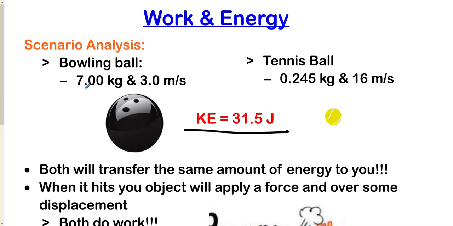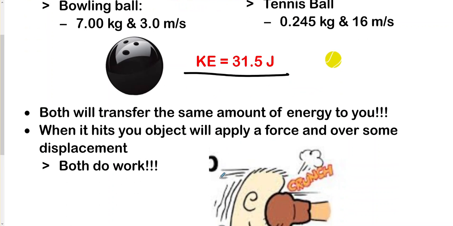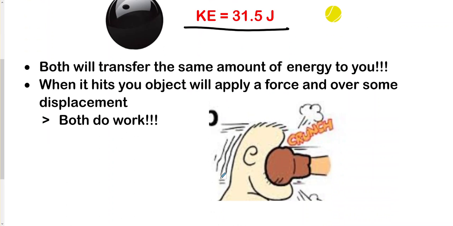So yes, it's true this one has more mass, but since it's going slower, right? This tennis ball is less massive, but it's going faster, so they would hurt about the same. So when it hits you, the object will apply a force over some distance. So in other words, these objects do work.